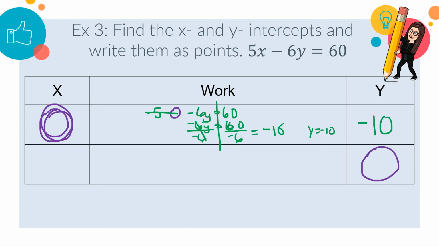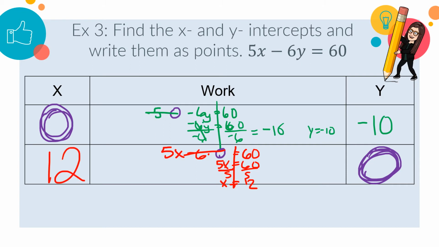Let's take a look at the opposite. This time, we're going to write the equation, but we're going to leave a space for y. And instead of y, I'm plugging in the 0. Let's calculate. What's negative 6 times 0? 0. I've got a 5x equals 60 left over. Instead of times 5, what do? Divide by 5. X equals 12. 12 is my x-intercept.